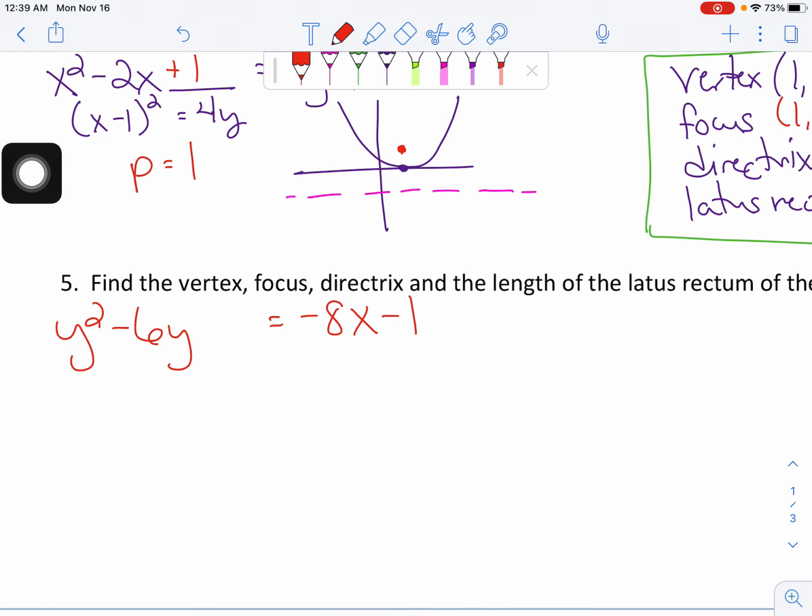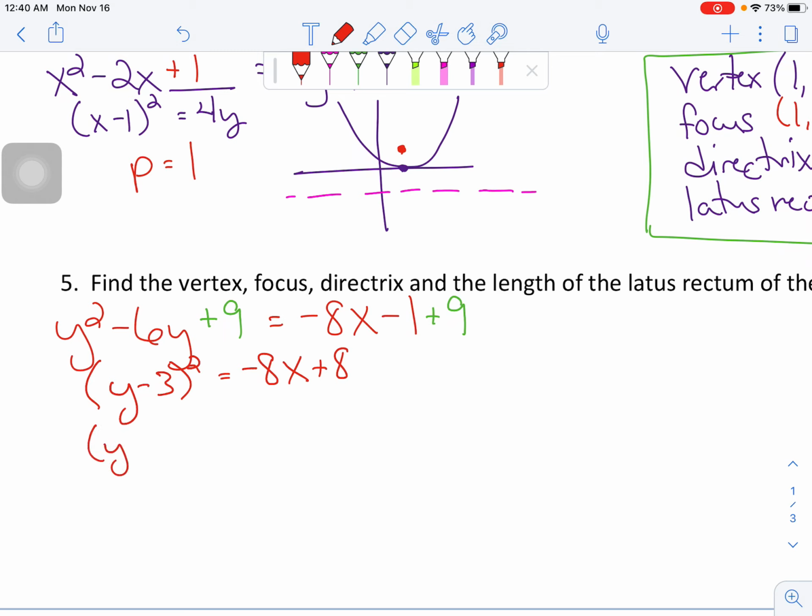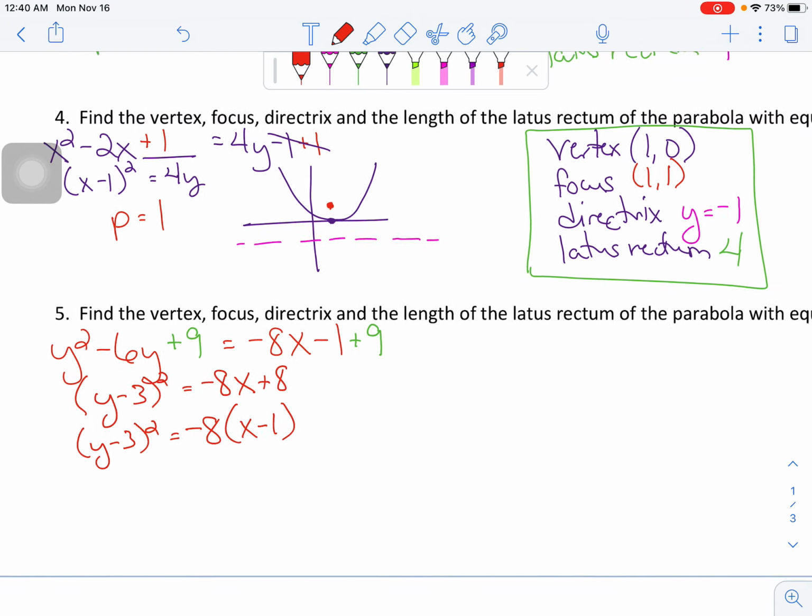Let me go ahead and zoom in there. Let's see what we've got here. I need to complete the square. So if I have negative 6, I need to add 9 to complete the square for that one. Add 9 to keep the balance of the equation. So then complete the square. We've done that. So let's factor on the left side. So (y minus 3) squared is equal to negative 8x plus 8. So (y minus 3) squared is equal to, factor out that negative 8, so (x minus 1) is left.